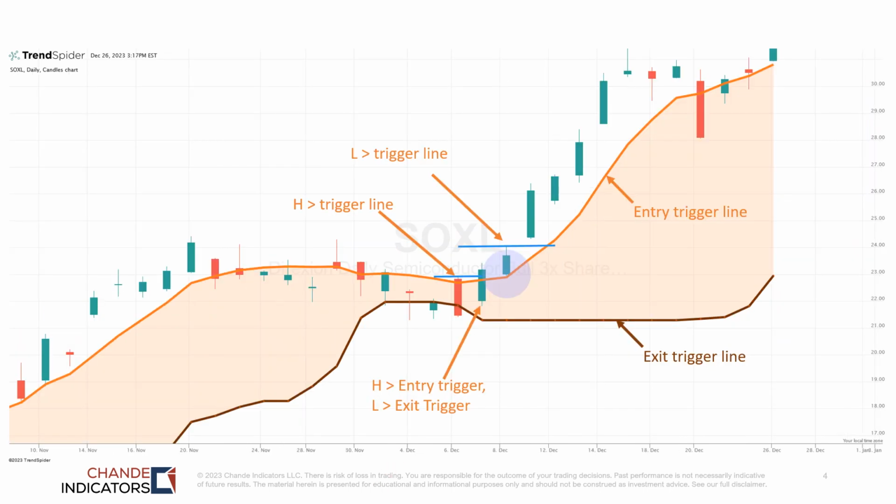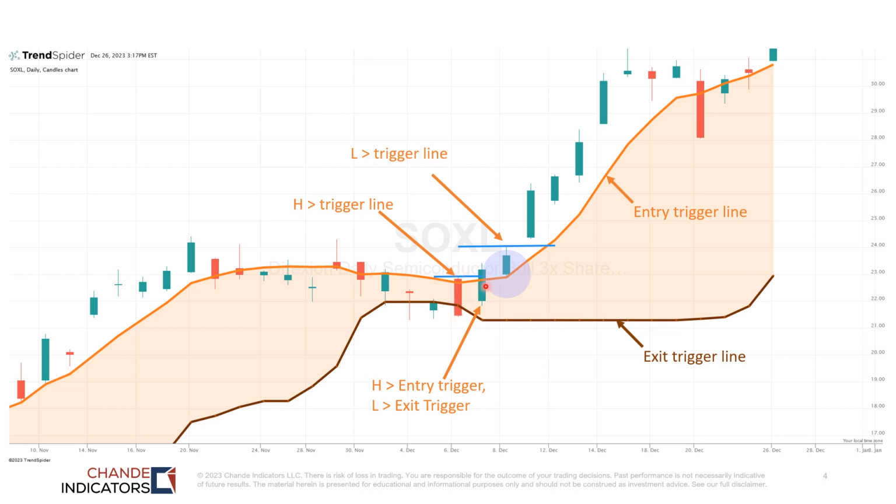Let's take a moment to understand how the BLAST indicator helps us design entries for the swing system. The orange line is the entry signal or the entry trigger line, and the brown line is a trailing stop. The first entry condition is a low above the signal line. The second entry condition is a high above the signal line and a low above the trailing stop. And the third entry condition is a high above the signal line but a low below the trailing stop.